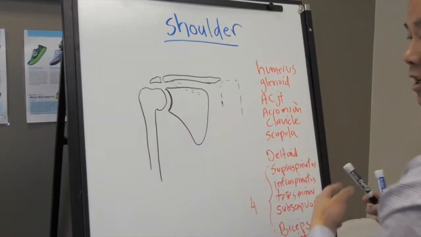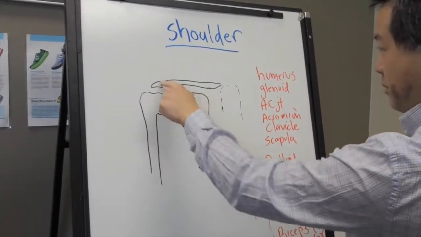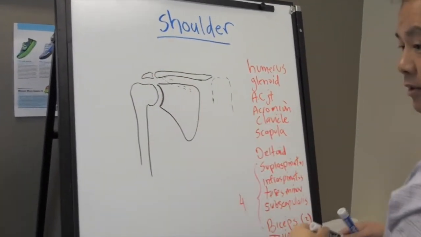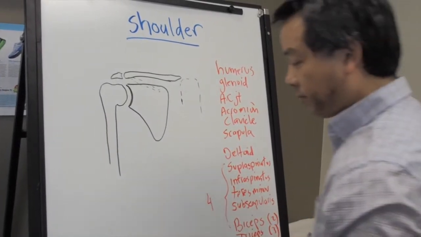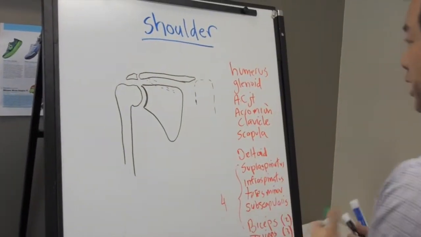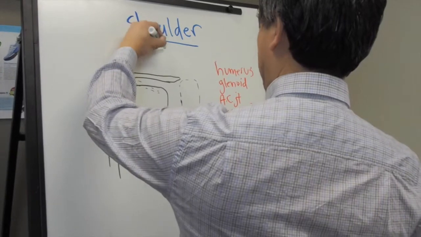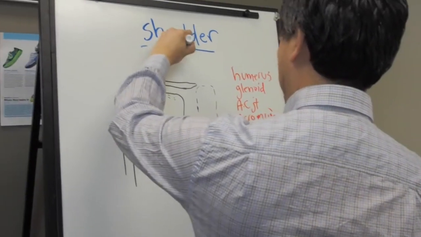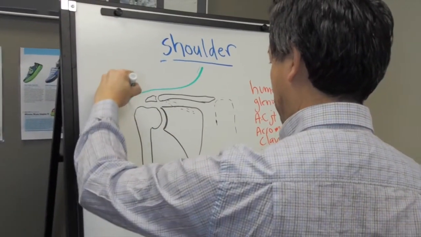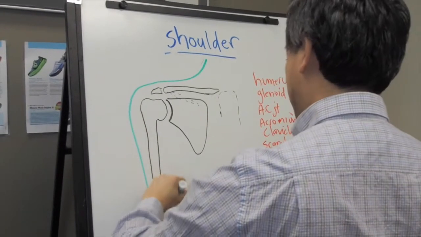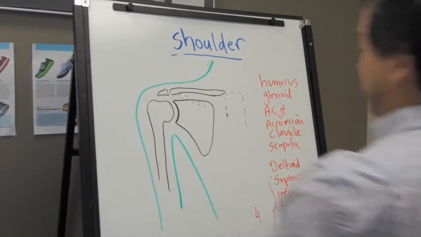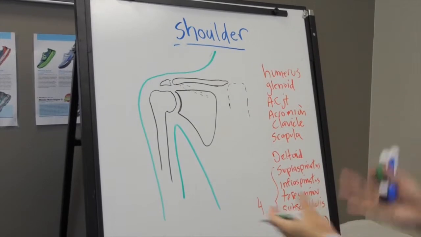Humerus, scapula, scapular spine, acromion, clavicle. Okay? Now, when I see someone with a shoulder, this is what I visualize. I visualize this, so that looks more like the bones in the shoulder.